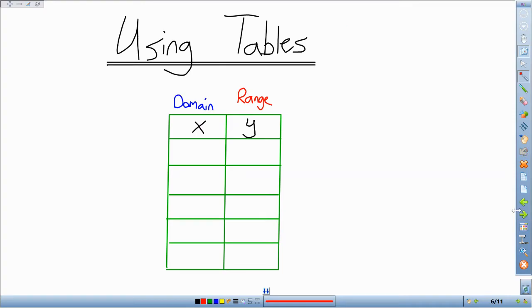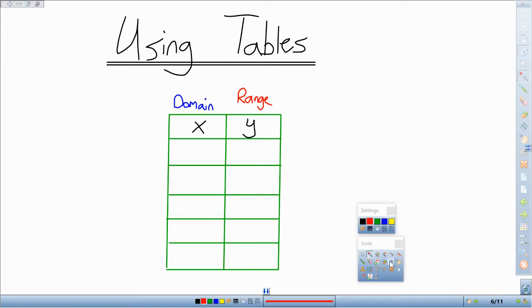All right, so from here, we're going to look into using tables. Go ahead, take a second and copy this. So here is a table, and basically this first column is going to represent the domain of our function, and the second column is going to represent the range, all of the y values of our function.